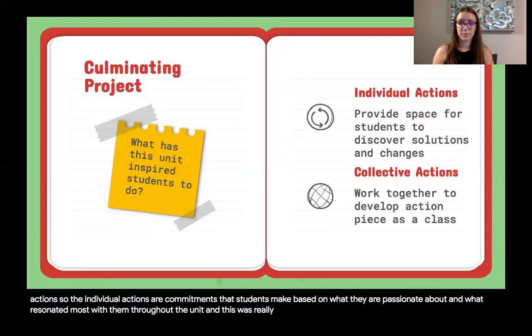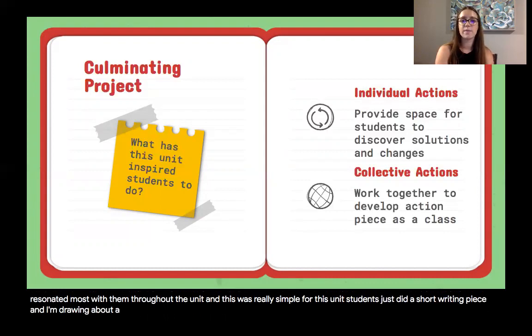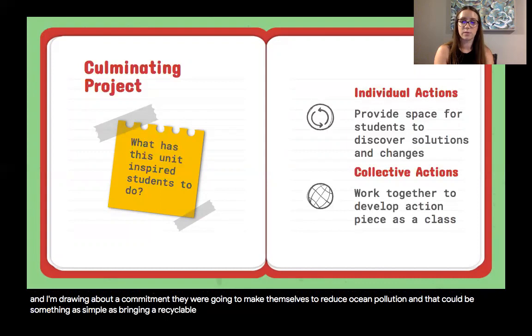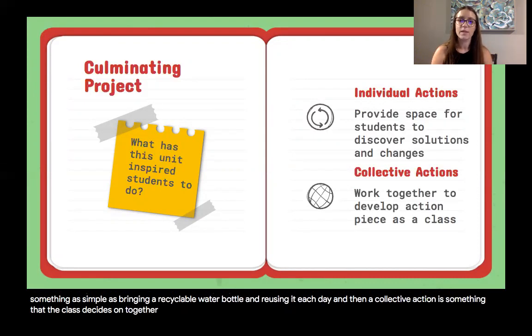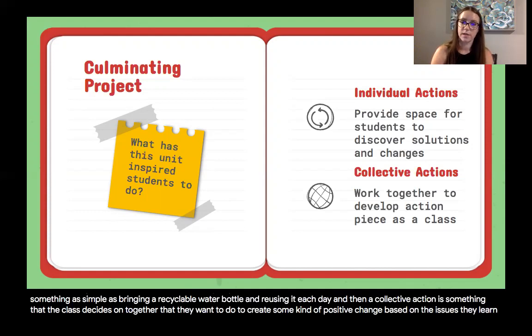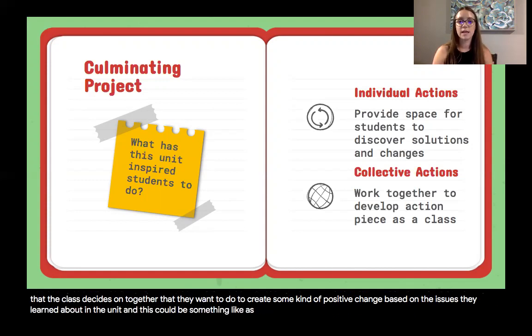And this was really simple. For this unit, students just did a short writing piece and a drawing about a commitment they were going to make to themselves to reduce ocean pollution. And that could be something as simple as bringing a recyclable water bottle and reusing it each day. And then a collective action is something that the class decides on together that they want to do to create some kind of positive change based on the issues they learned about in the unit. And this could be something like, as a class, we decided to stop using the breakfast forks to reduce our plastic usage at school.